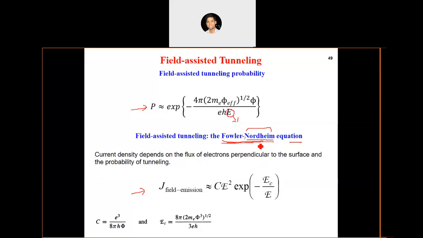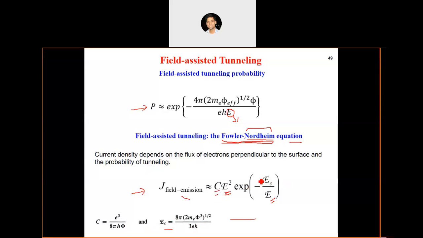So this is known as Fowler-Nordheim's equation, and from there we get this expression for current density, which is proportional to the electric field. The higher the electric field, the higher will be the current density. The electric field appears here also. Then C as well as EC are two constants mentioned here. Both of these constants depend on the work function of the material. All right.